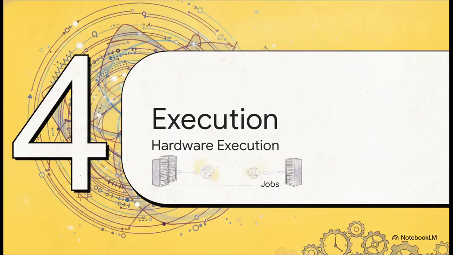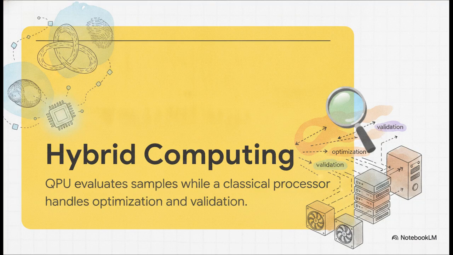All right, so we've formulated, we've constructed, and we've compiled. Now we arrive at stage 4, hardware execution and jobs. It's time to actually run this probabilistic experiment on the QPU. Now keep in mind, in the near term, we don't just run an app on a quantum computer. We rely entirely on an architectural pattern called hybrid quantum classical computing. The QPU basically acts purely as an accelerator. It evaluates specialized subroutines to generate samples, while a classical processor sits next to it, doing all the heavy lifting, handling the optimization, preparing inputs, validating results, and batching the jobs together.